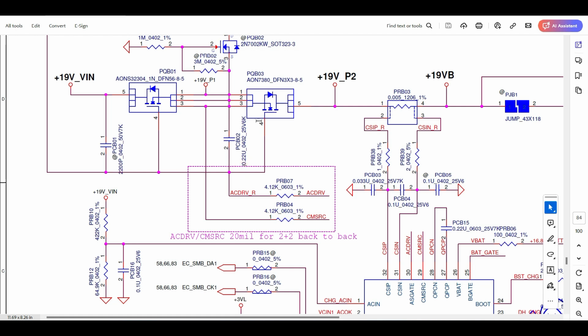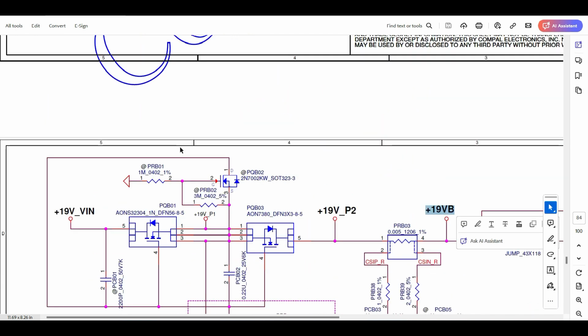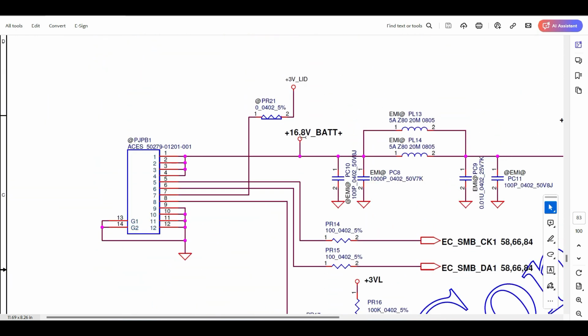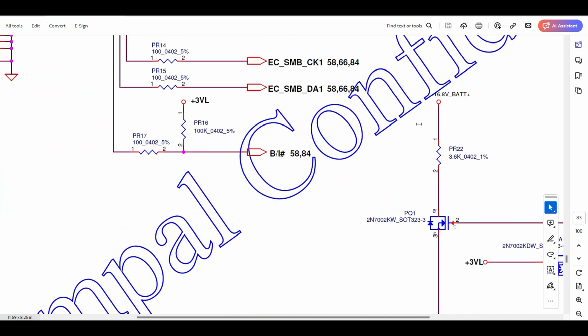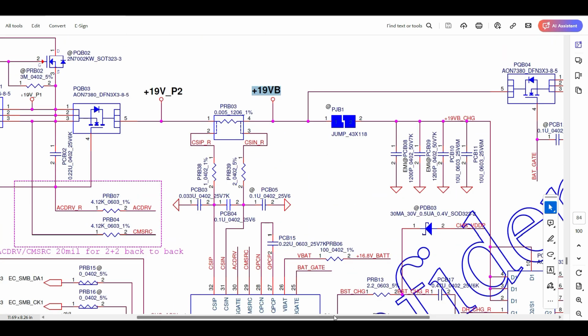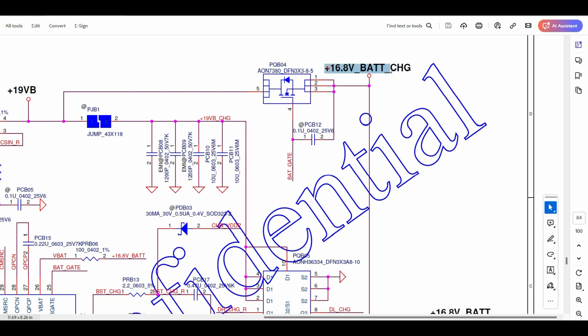Both gates will be on now, so this voltage also will pass here, and finally we will get 19 VB through the adapter. Now here is the battery voltage. What is that battery voltage? Here it is 16.8 volts battery. Then from where will it come? Here it will come. This is called the discharging MOSFET.